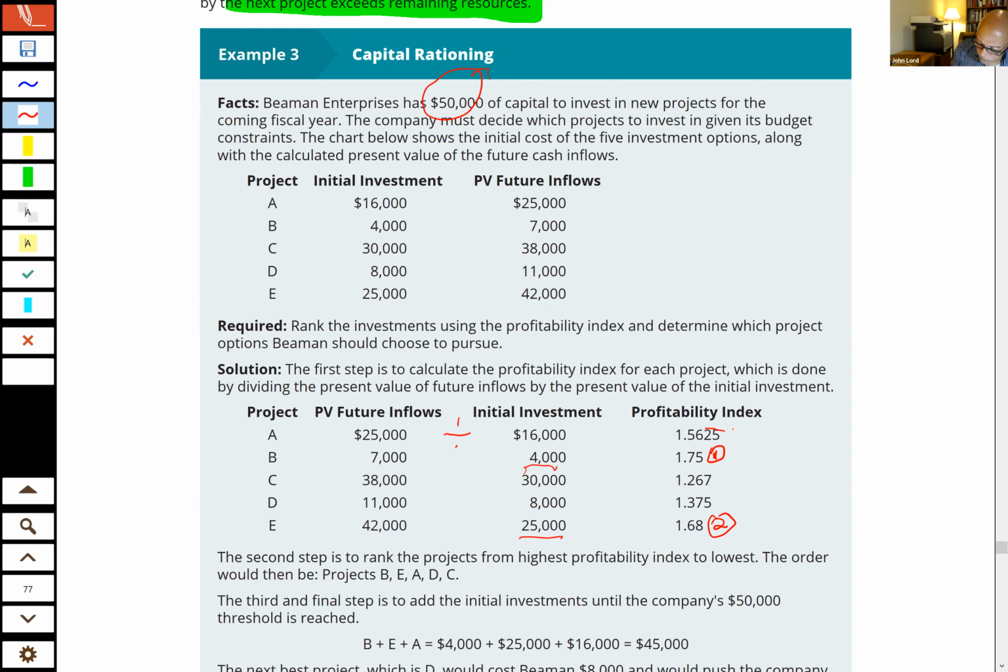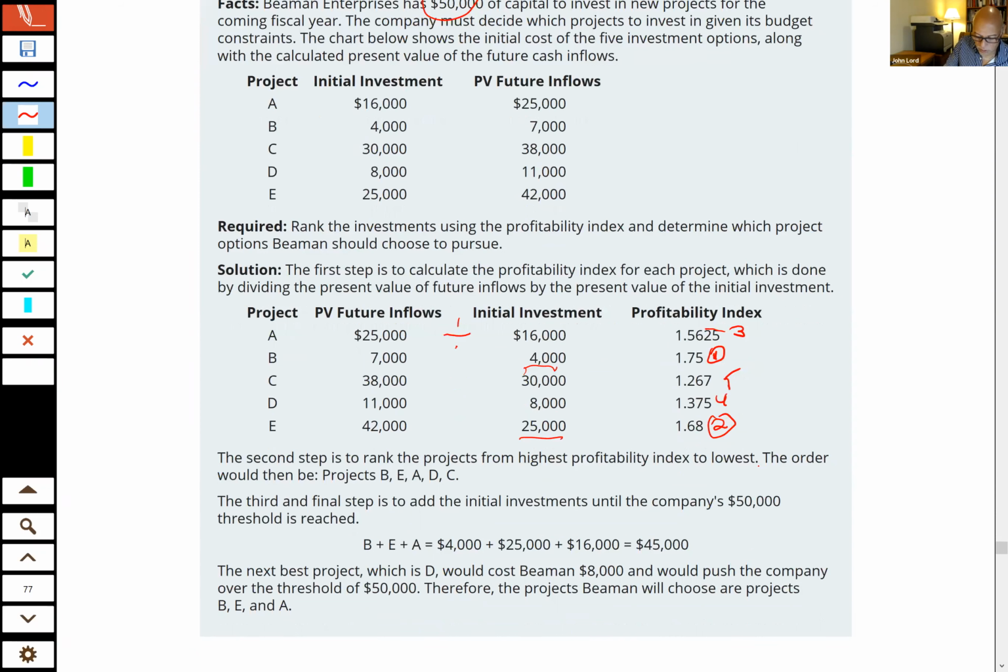Okay, so that one would be third. Then we've got fourth and fifth, and just eyeballing the numbers, we're going to run out of capital here, right? So you would just start looking. Okay, yeah. B is our first one, so I'm going to do that one. That's 29,000. You add the 16, that's 45. And then we don't have another project that only requires 5,000. So we stop there.